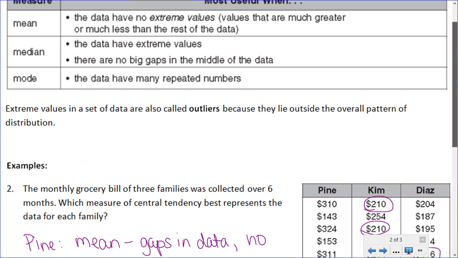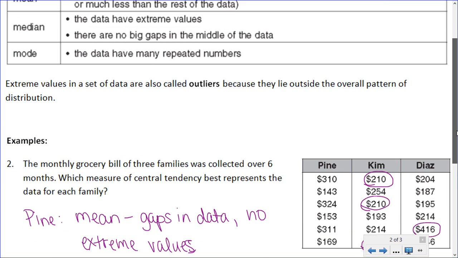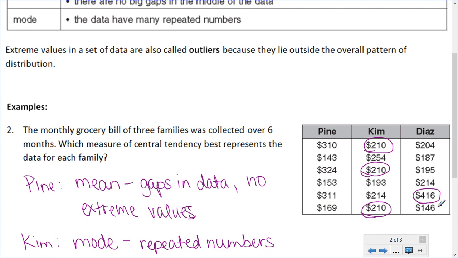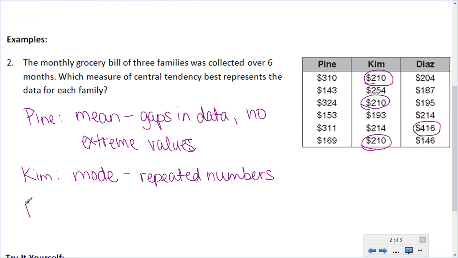So in this case, when we have extreme values, we can't use the mean because the mean is sensitive to those extreme values. The median would be most appropriate. We don't have any gaps in the middle of the data. That ranged from like 146 up to 214 where most of the data is located. No gaps, so the median here is perfectly fine. So for the Diaz family, we would use the median because of the outlier.